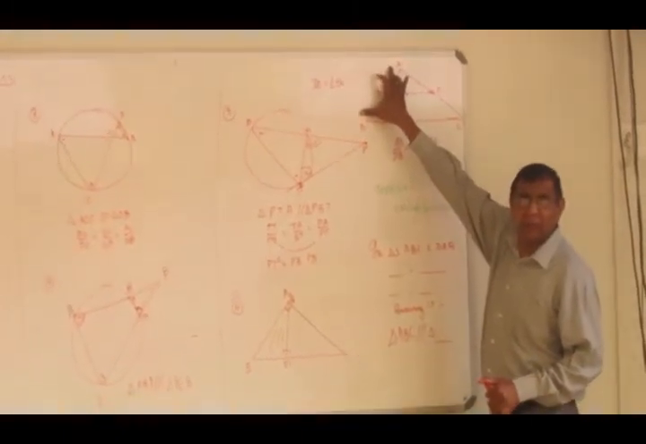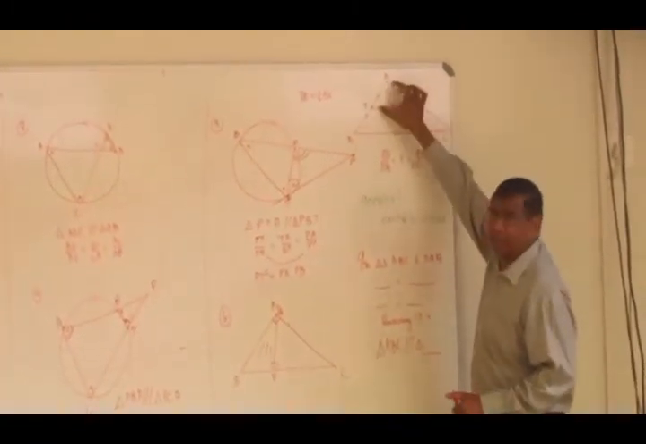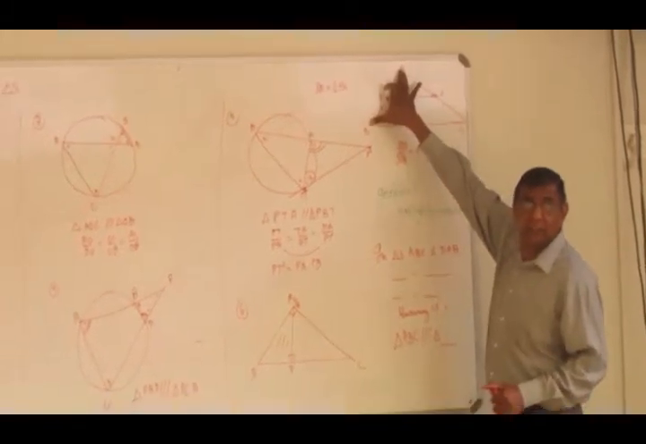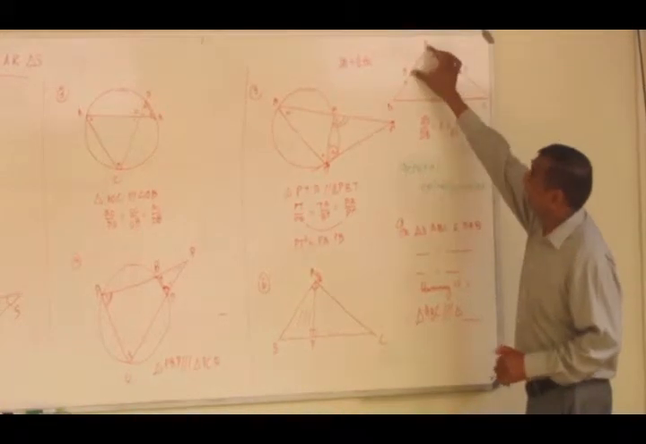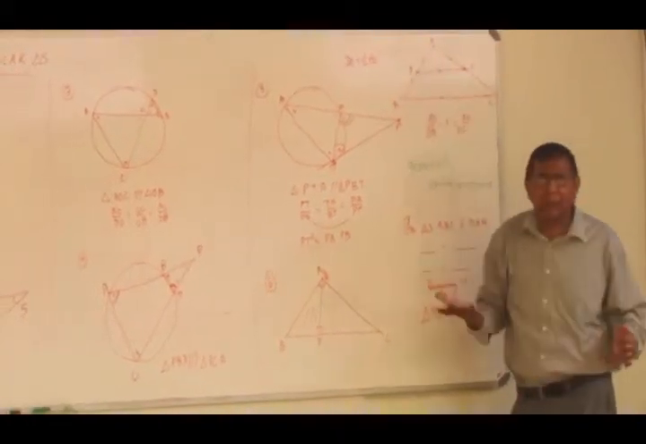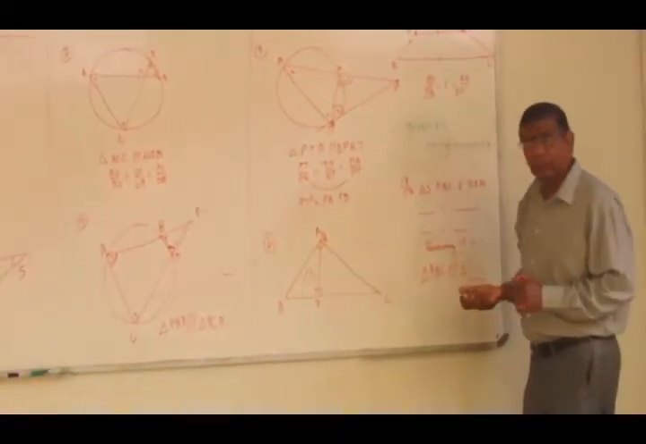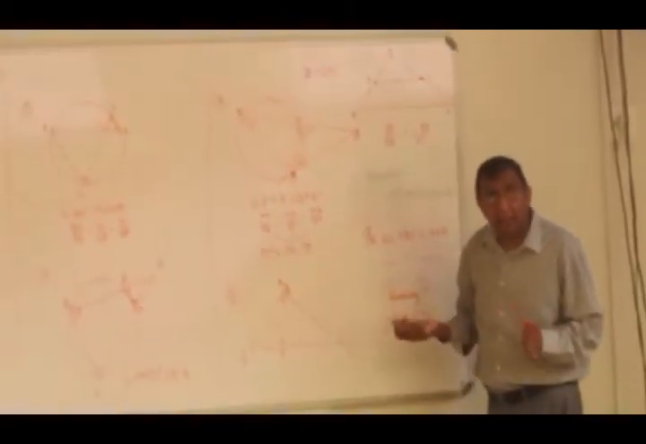1/2. Because this is AD and that's 2AD. See it? Don't see it? If I say AD over AB, wouldn't I get 1/2? Would I get that? I'll get 1/2.